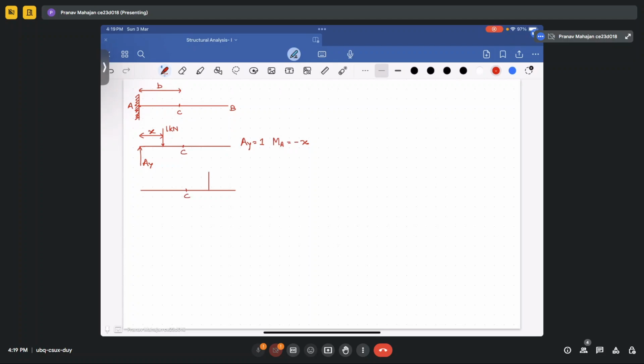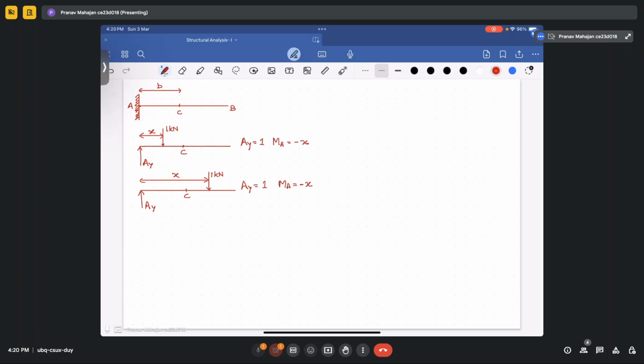Suppose now this is your load. So Ay will remain the same, and your MA will also be the same. But please see the value of h is changing. It is not remaining the same at each and every point. Okay. So if you want to calculate the value of moment and shear at point C, what will that be?